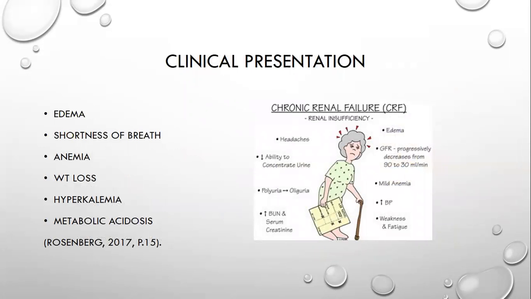In the beginning of renal failure, there may not be any symptoms. Some symptoms generally start to occur in stages 4 and 5. Some side effects are edema, shortness of breath, anemia, weight loss, hyperkalemia, metabolic acidosis, hypertension, nausea, vomiting, loss of consciousness, and coma.